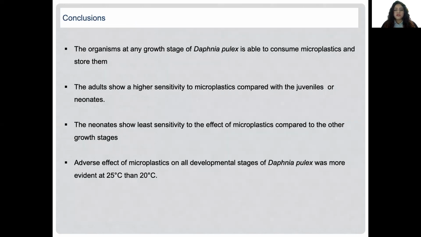In conclusion, we observe that the organism at any growth stage of Daphnia pulex is able to consume microplastics and store them. The adults show a higher sensitivity to microplastic compared with the juveniles or neonates. The neonates show the least sensitivity to the effect of microplastic compared to the other growth stages, and the adverse effect of microplastic on all developmental stages of Daphnia pulex was more evident at 25 than 20 degrees centigrade.